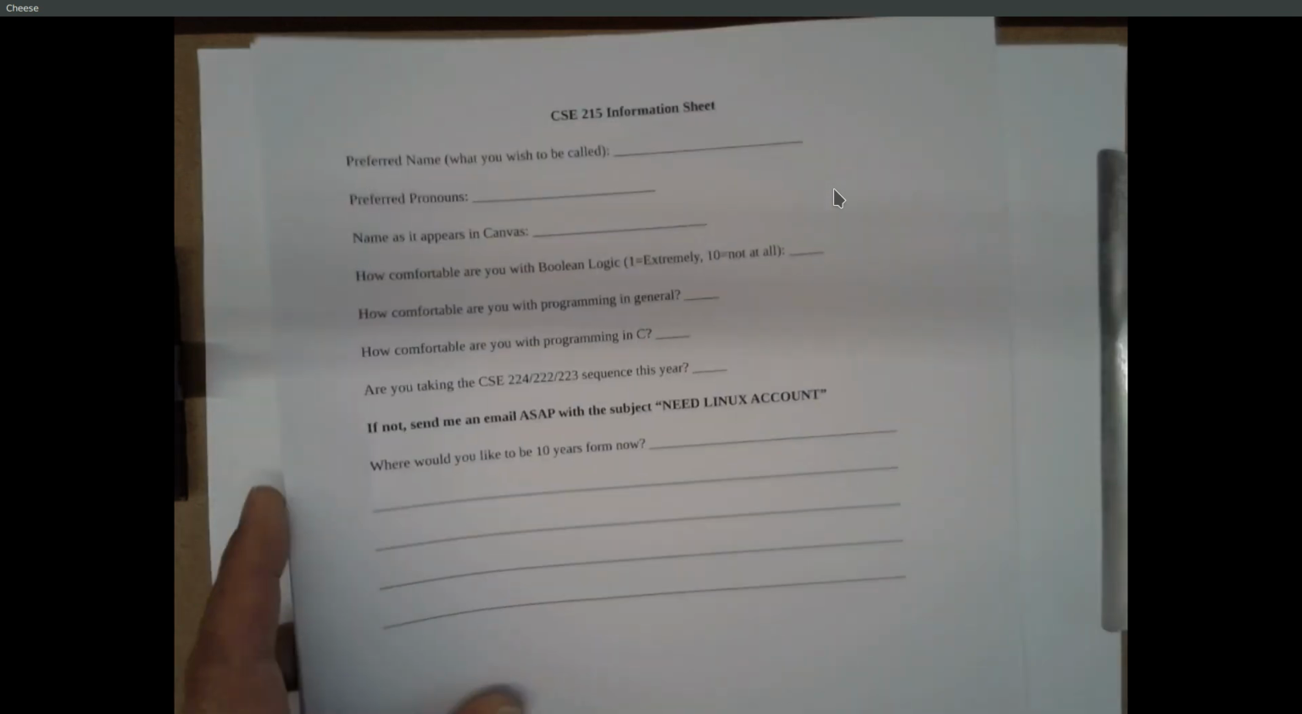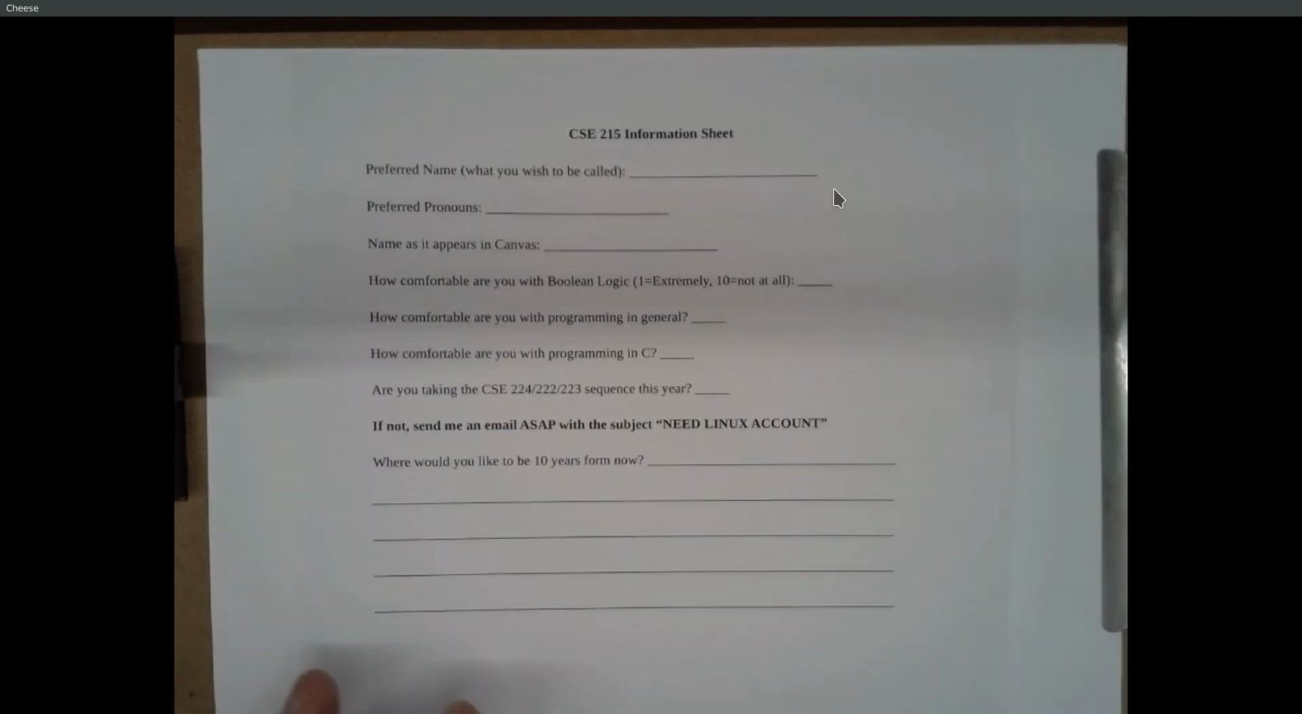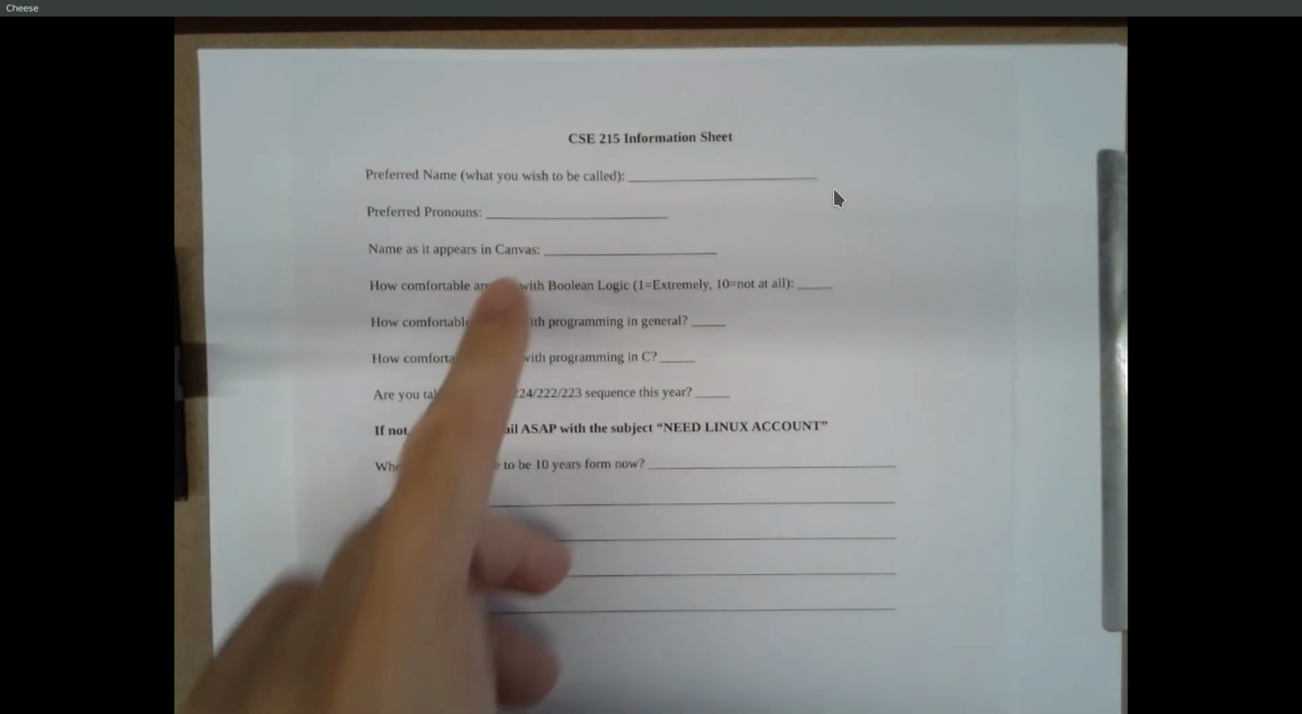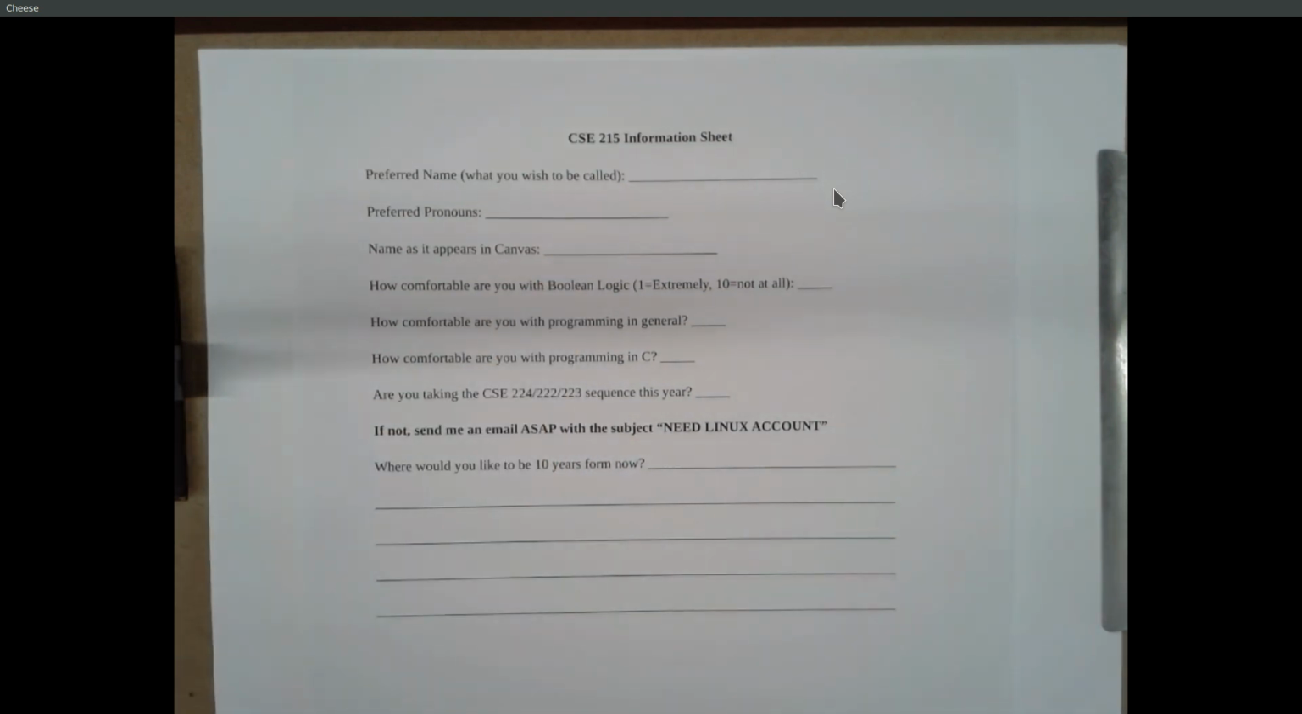And then the other thing I want to pass around is just kind of a student information sheet. So I'm going to ask you for the following information. Let me know what name you want to be referred to by. That can be pretty much anything. Tell me what your pronouns are. But then also give me your name as it appears in Canvas right now so that I can link you to your Canvas information.